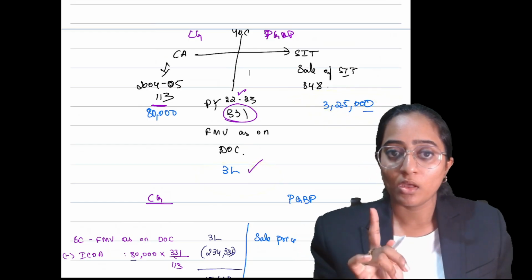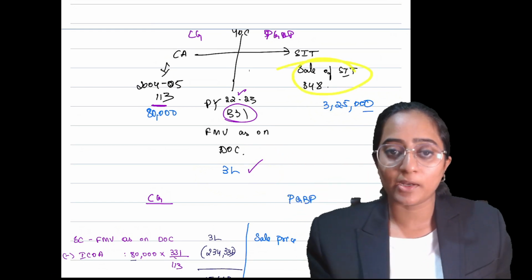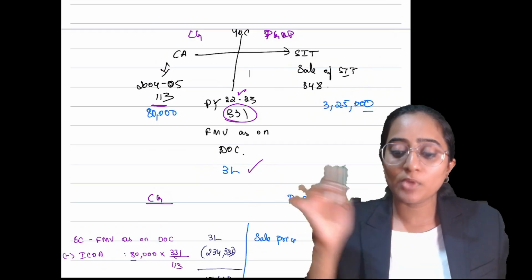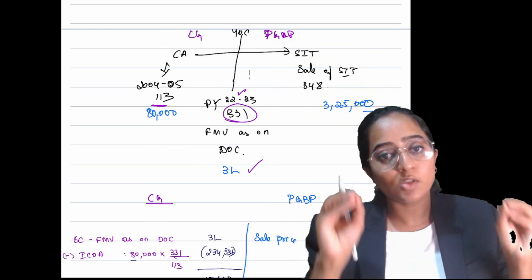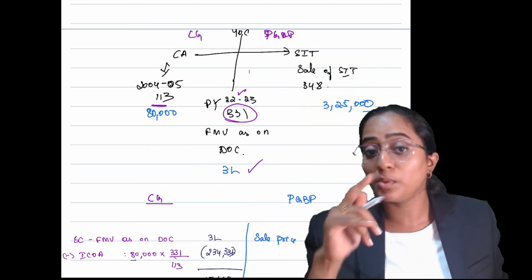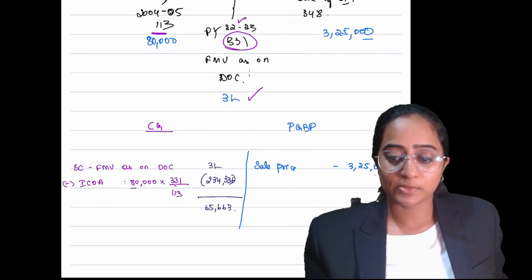People know, sale has happened only to an outsider once, that is in the form of stock in trade. Your total amount received from the outsider is 3,25,000. Total income should comprise only 3,25,000 at maximum. It should not go beyond that. So my sale price is going to be 3,25,000.